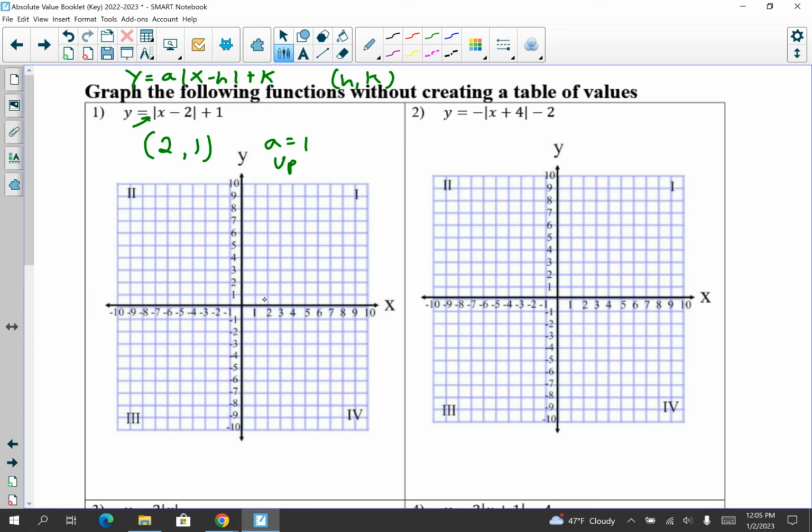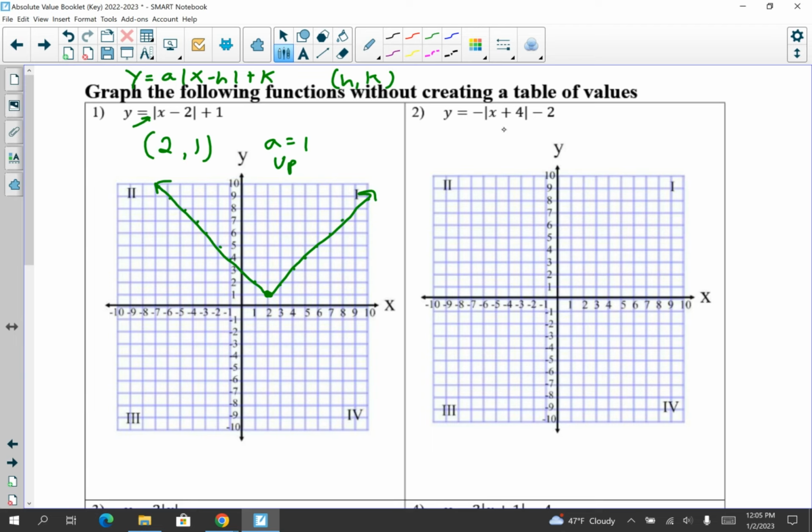So we'll plot our vertex at (2, 1), and then just do a slope of 1 going up to the right, and then a slope of -1 going up to the left. Connect with our line, and we have our function.